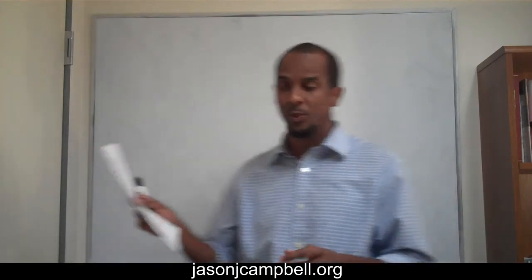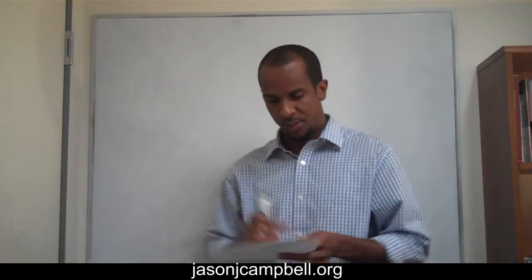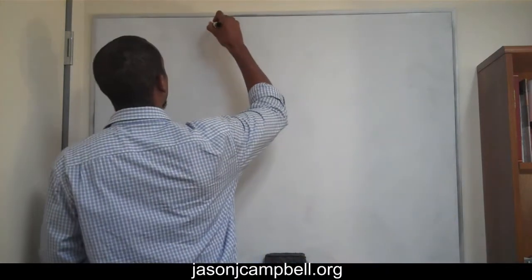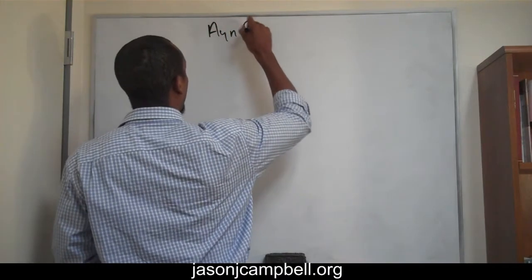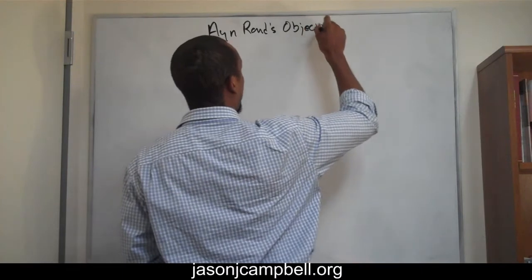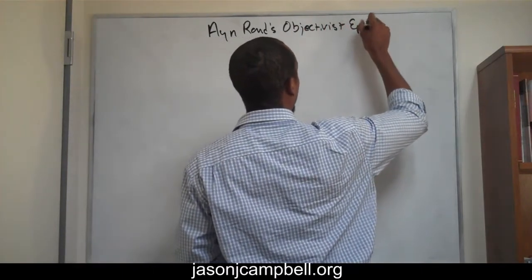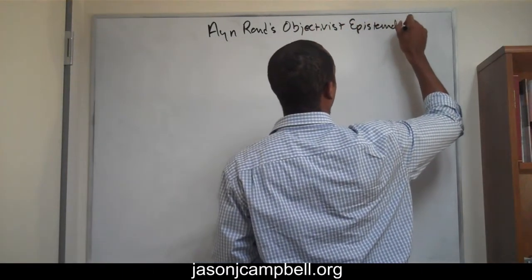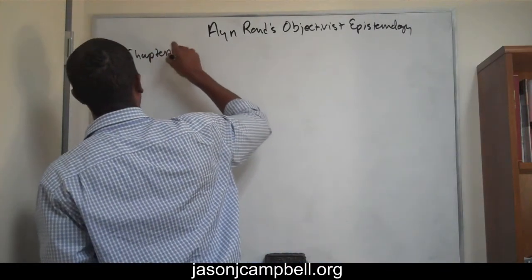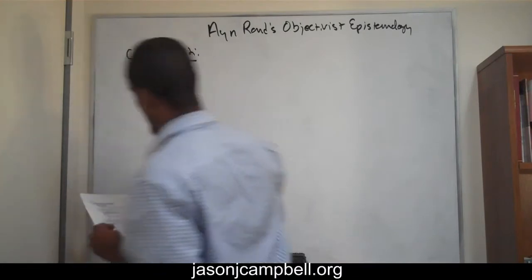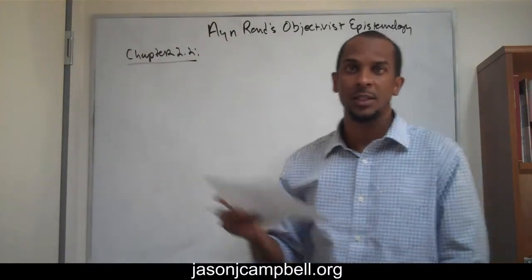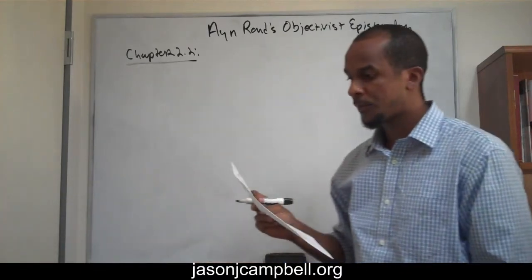So this again is 2.2, and we will begin the discussion of Rand's Objectivist Epistemology. Again, 2.2 in the notes. Just click the link and you can download the notes if you want.